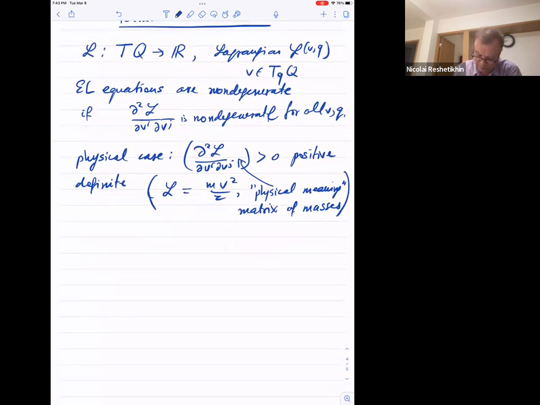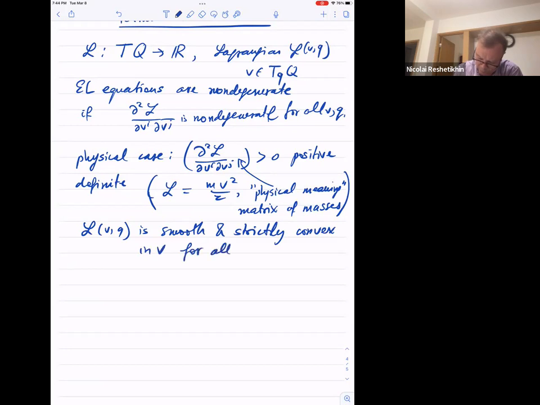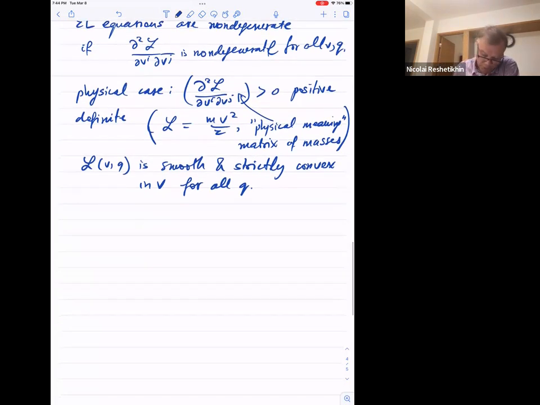So we have a situation when L of v, q is smooth and strictly convex in v for all q. That was our assumption when we refined the information about the Euler-Lagrange equations in Lagrangian mechanics. So, which means that we can do the Legendre transform.